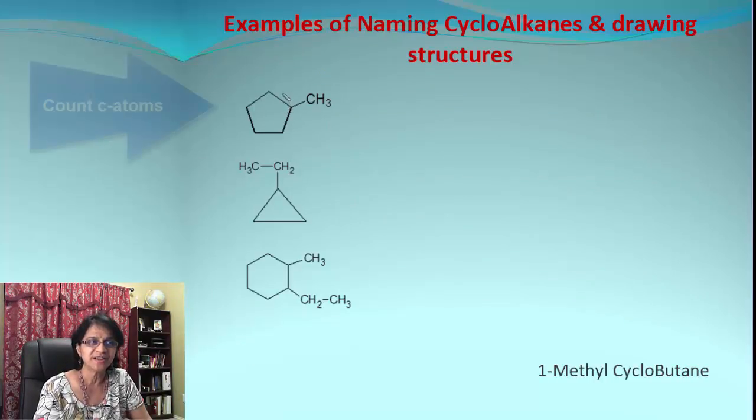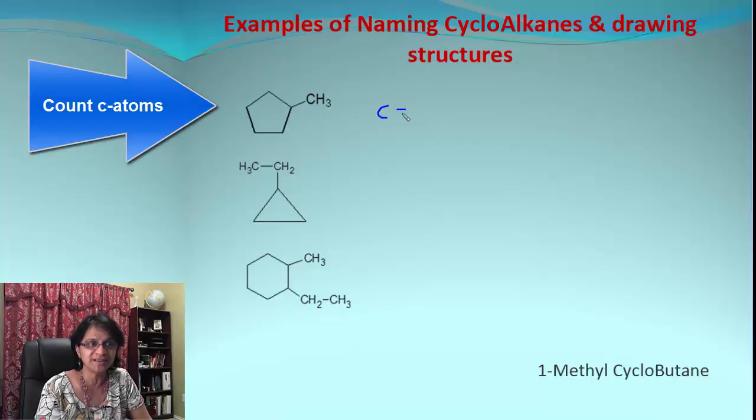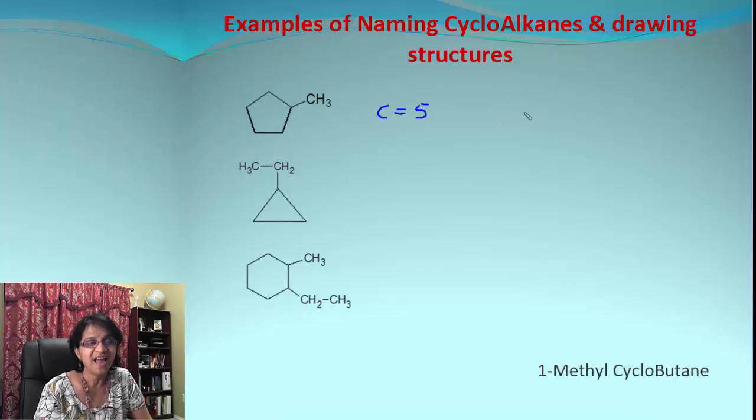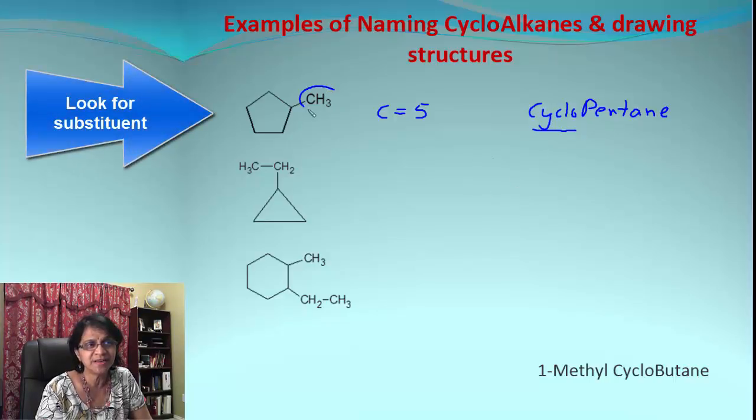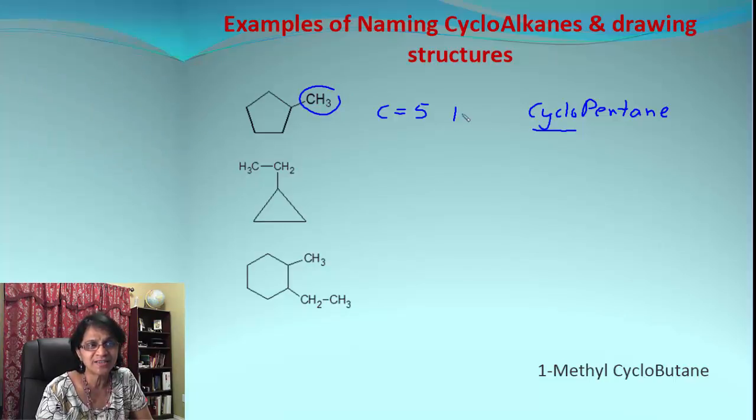Look at the first figure. Number of carbon atoms over here clearly are 5 because it is a pentagon. And if it is 5, the parent name is going to be pentane. It is cyclic pentane, so I can add the word cyclopentane. And there is a methyl group attached. That's the only group there. So I'm going to put that as 1-methyl cyclopentane.